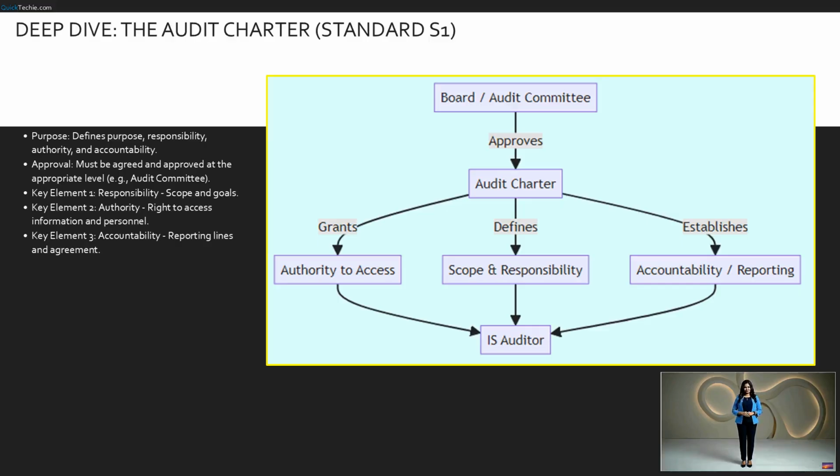This flowchart shows the flow of power. The board or audit committee approves the audit charter. That charter then grants authority, defines responsibility, and establishes accountability. All three of these flow down to the IS auditor, empowering them to conduct the work. Without the top box, the IS auditor is effectively powerless.